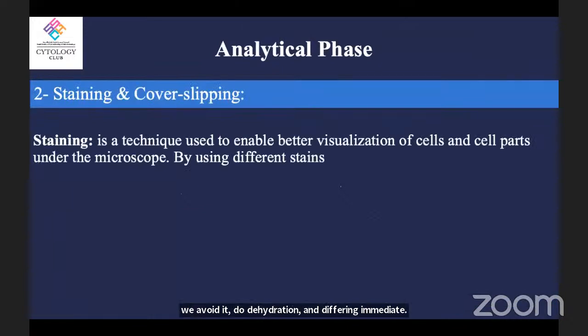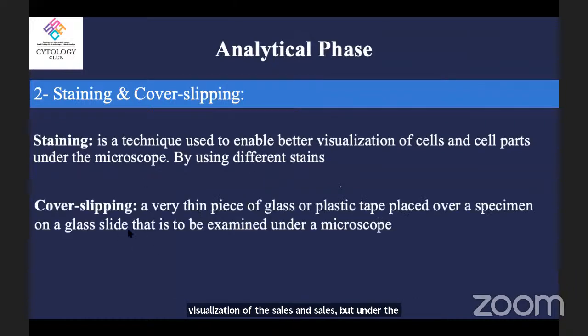And now we'll move to the second main part in the analytical phase, which is the staining and cover slipping. Staining is defined as a technique used to enable better visualization of the cells and cell patterns under the microscope by using different stains. Cover slipping is a very thin piece of glass or plastic tape placed over a specimen on a glass slide that is used to examine under a microscope.